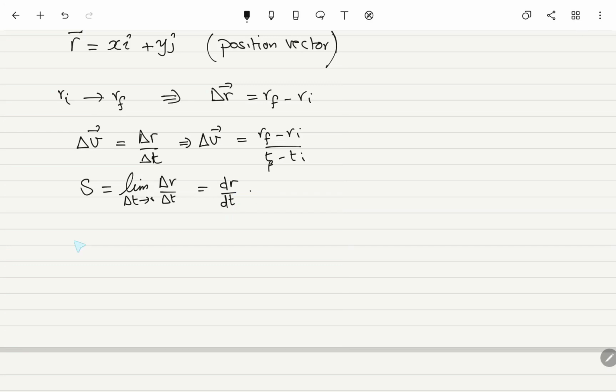One more thing: the average acceleration follows the same rules as before, but in two dimensions. It's delta v over delta t. The instantaneous acceleration is equal to the limit as delta t goes to 0 of delta v over delta t, or the first derivative of velocity with respect to time. In other words, it's d2r by dt squared.